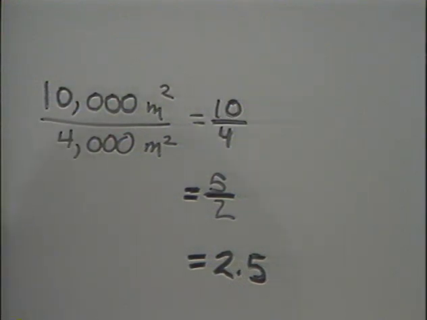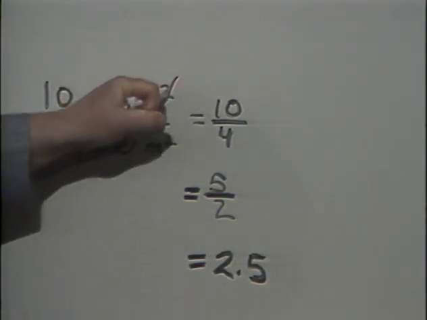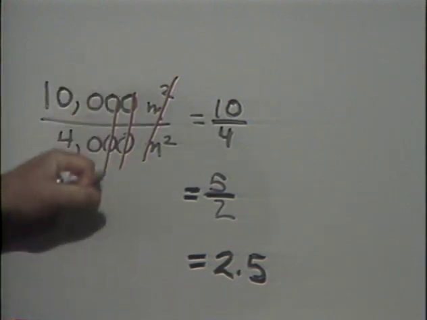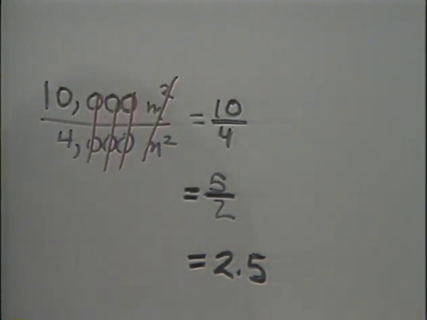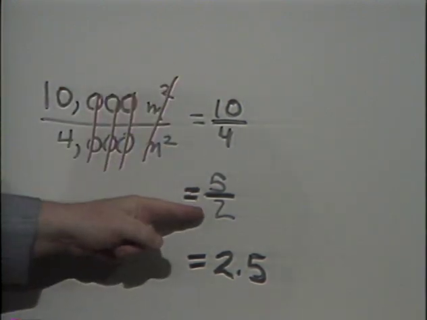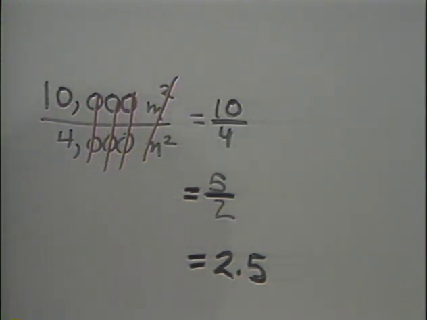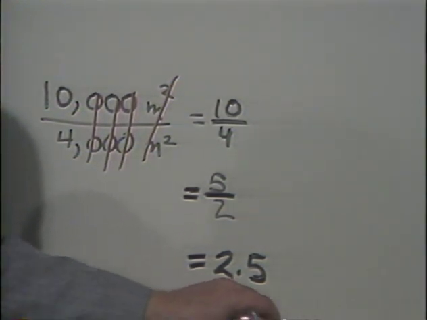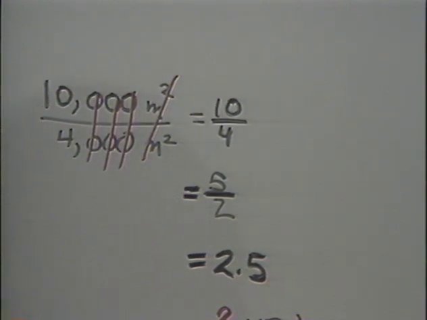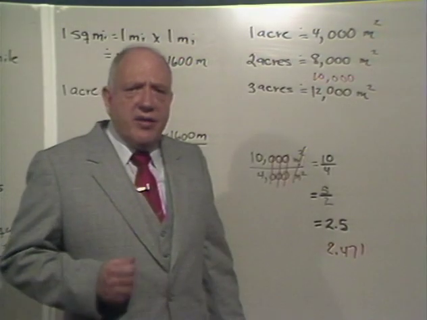And look at how much of this is the same stuff we've done before, you see. We cancel here, we cancel here, here, here. This becomes 10/4. We reduce that to 5/2. That's the same as 2.5. And that checks very nicely with the fact that the exact amount is what? 2.471 acres in a hectare.